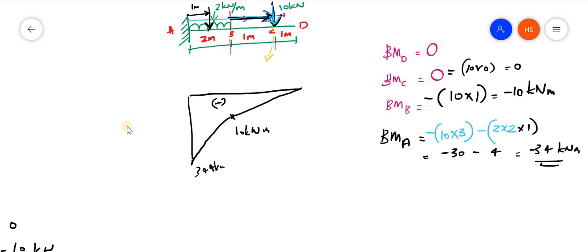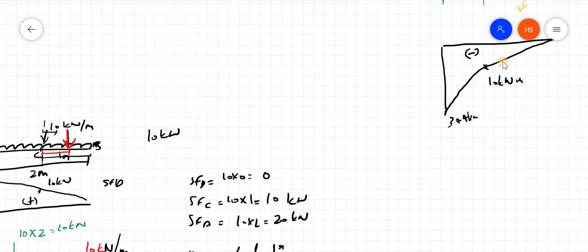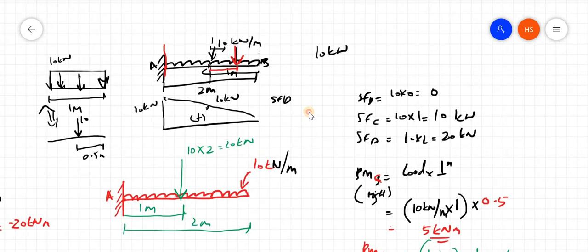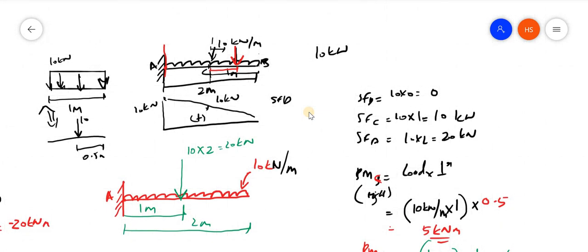And one thing you have to understand, that is an important thing. Here I have joined like this, it is not in a straight line. You have to join this in a parabolic way. This is a parabolic variation, not a straight line. Because why? Here, what is the moment?